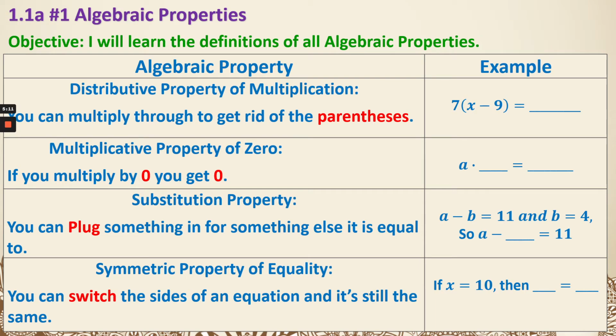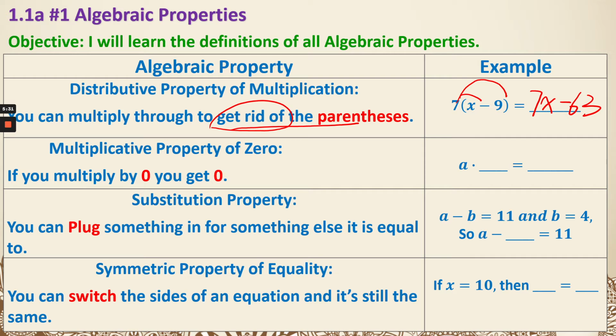Moving on, a couple more. Top one, distributive property of multiplication. That's something we have been doing, especially when we solve equations. We just distribute. So when the 7 is outside, we need to distribute it inside. So we got 7x minus 63. And we distribute so that we can get rid of the parentheses.